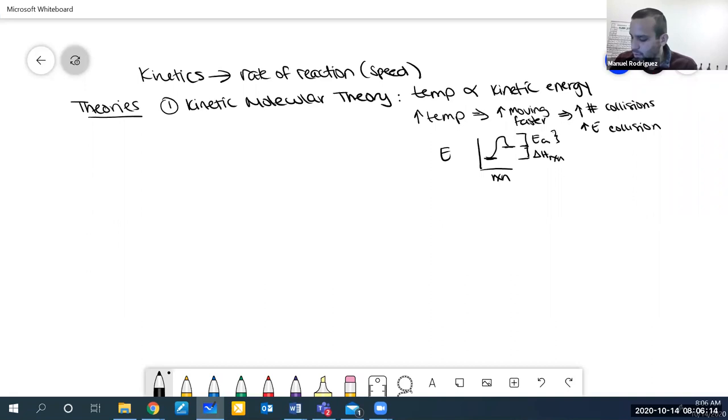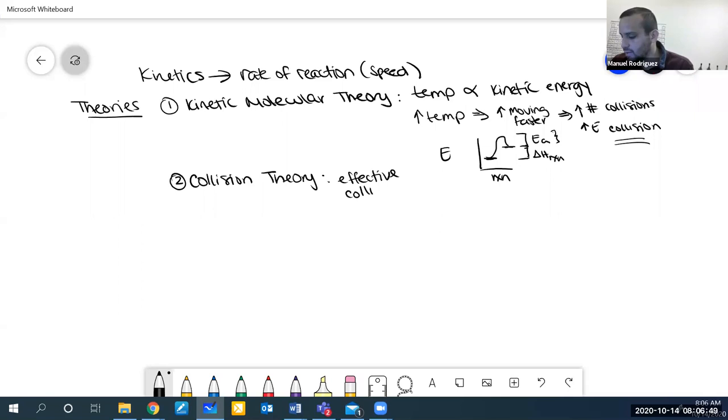So we talked about the kinetic molecular theory. We also talked about collision theory. Sometimes people get confused, and I most likely will ask you to define these theories on the quiz or on the exam. People get confused because they think that collision theory is the one that talks about number of collisions. But that's not true. Kinetic molecular theory is the one that talks about number of collisions. Collision theory talks about effective collisions.